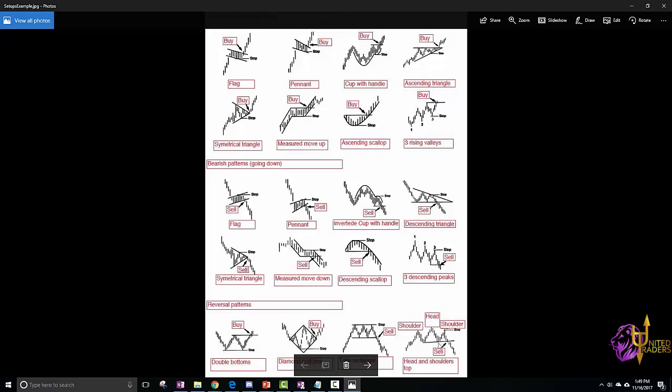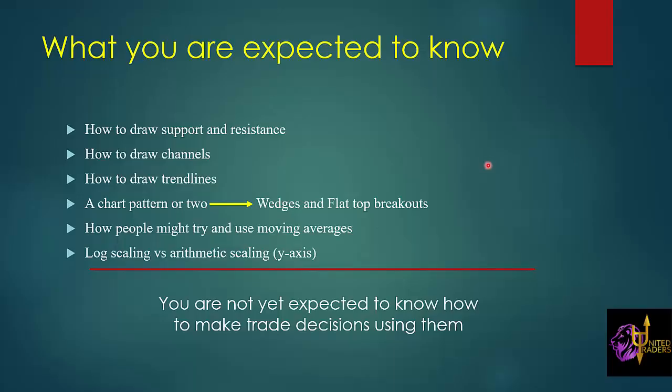Some people use head and shoulders patterns. Here is an example of a channel that breaks to the downside. Those are some chart patterns that you are expected to know up to this point.